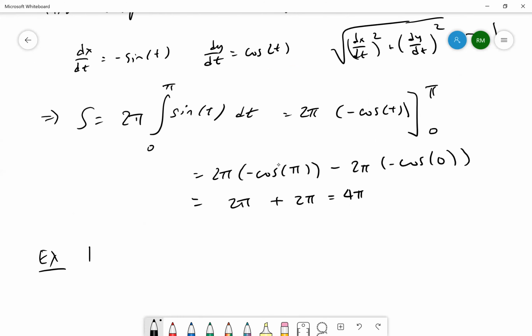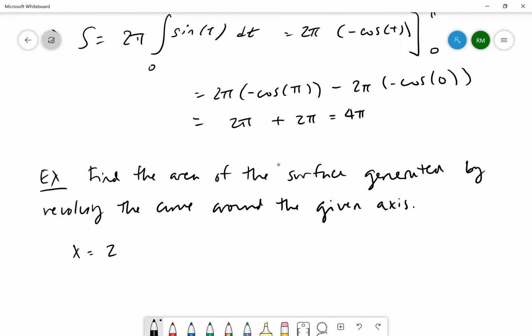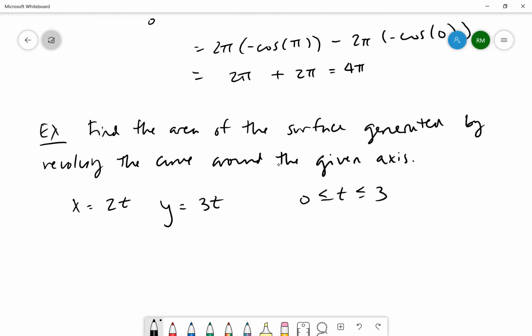So one example for you is to find the area of the surface generated by revolving the curve around the given axis. The curve is going to be x equals 2t, y equals 3t. T goes from 0 to 3. And you're going to revolve it around the y-axis.